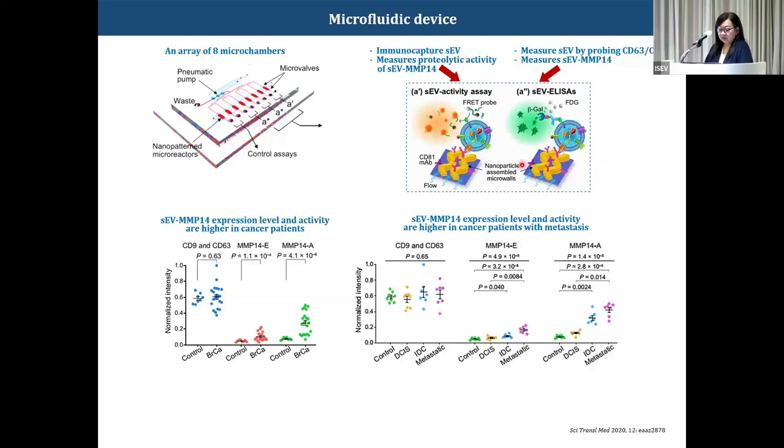This device was applied to plasma samples of breast cancer patients and control individuals. The result reveals the upregulation of both the MMP14 expression level and also the activity in cancer patients compared to the healthy controls. And the level is much higher in patients with metastasis than patients without metastasis. So these results suggest the feasibility of using these devices in clinical diagnosis by measuring the levels of MMP14 expressed on the small EVs.